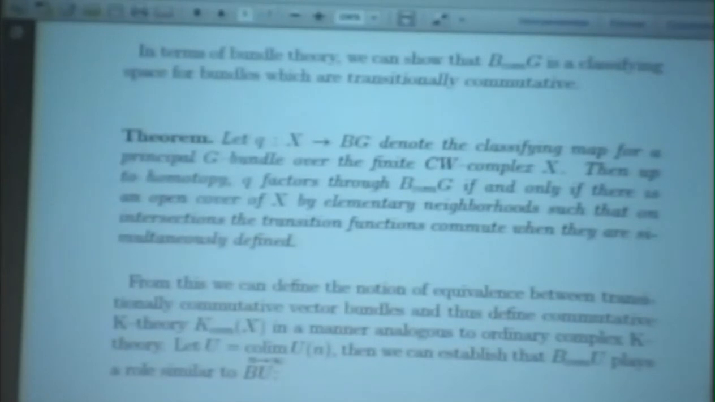Talking to folks like Jack Morava and people like that, they say this is related to some issues in physics, but that's not totally clear to me. But one can play this game. You can define a notion of equivalence between transitionally commutative vector bundles, define some version of commutative K-theory, and then we say, well, we're topologists, we're not afraid of limits or colimits. Let's take n to infinity and see what happens. What does B_com U say?